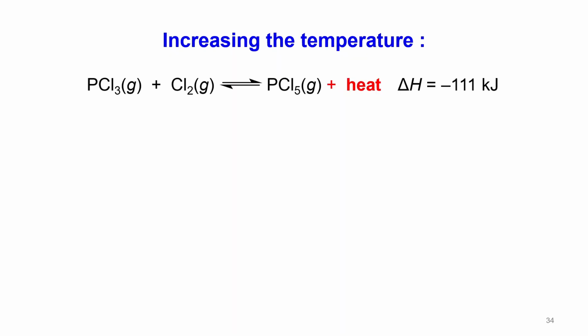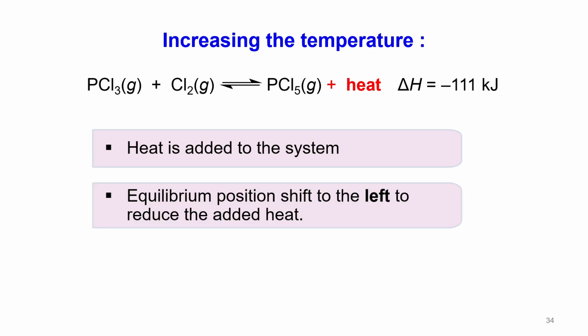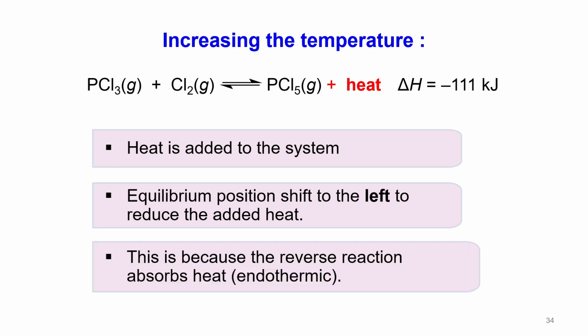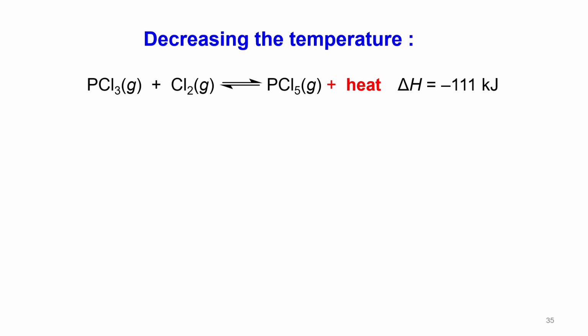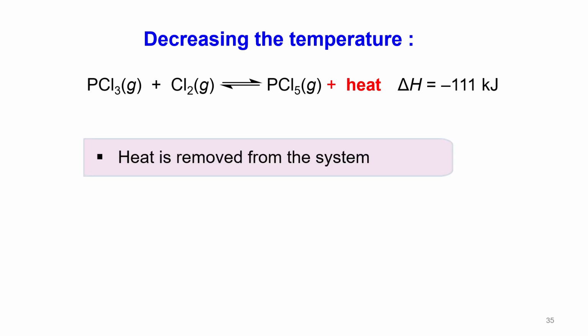Okay, increasing the temperature. Okay, increase the temperature in the exothermic reaction, meaning that we add more heat to the reaction. So bila kita masukkan heat, dia akan shift to the left. Okay, equilibrium position shift to the left to reduce the added heat. This is because the reverse reaction will absorb heat, which is endothermic. So when we decrease the temperature, okay, kalau kita keluarkan haba, meaning that the reactant, okay, will shift to the right to produce more heat.